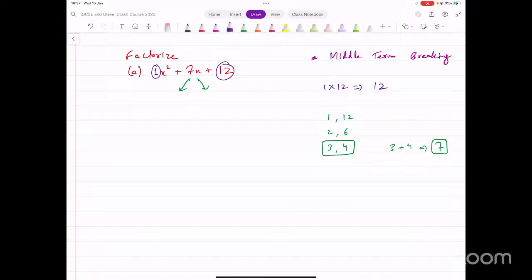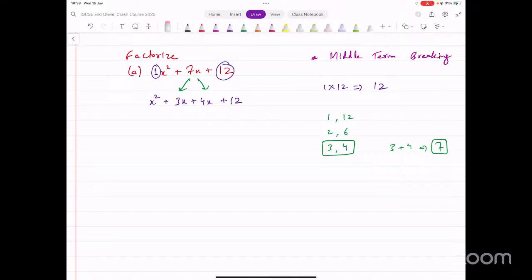We say, okay, let's write 7x as 4x and 3x. It doesn't matter which one you write first. You can write 3 first or 4 first. Since I wrote 3, 4 here, I'm just writing it 3x plus 4x plus 12. 7 can be written as 3 plus 4. It's the same thing. It's not changing anything. So we have broken the middle term into two parts like this.